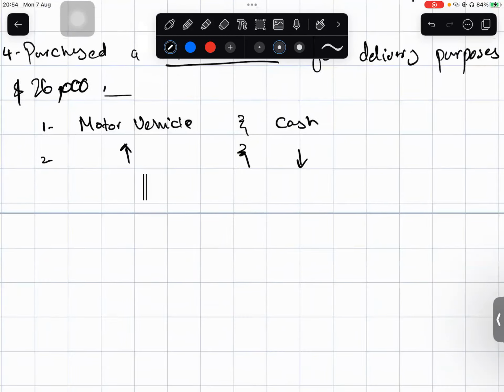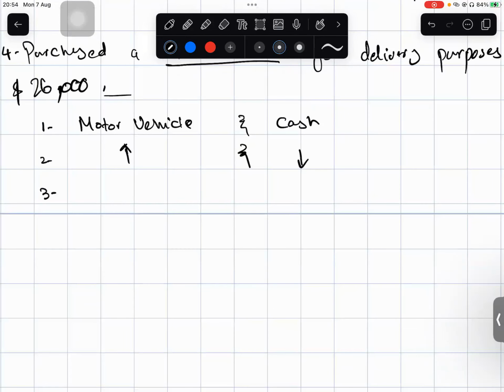Again, now number 3, what is the type? What do you think the motor vehicle account will fall under? Asset. Why have you said asset? Because it can be used to generate profit. Yes. Let's just use the word income instead of profit. And cash is what? Asset.